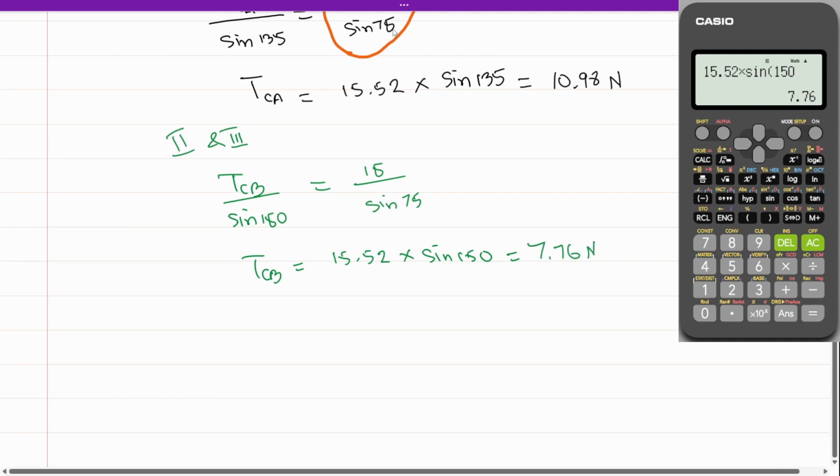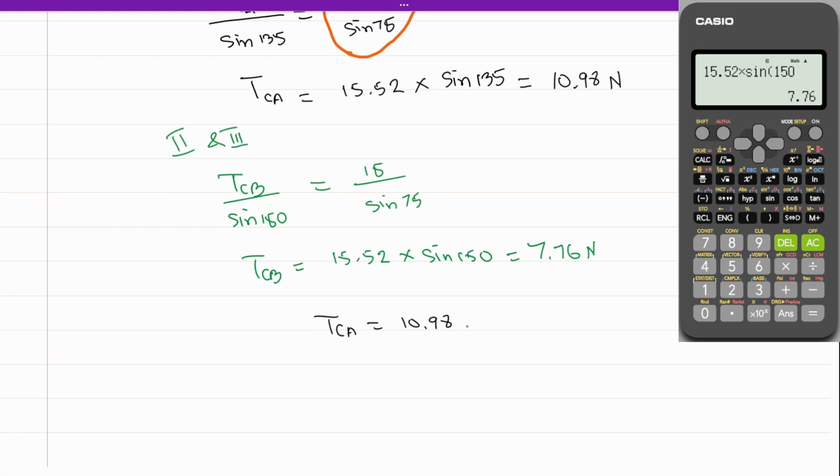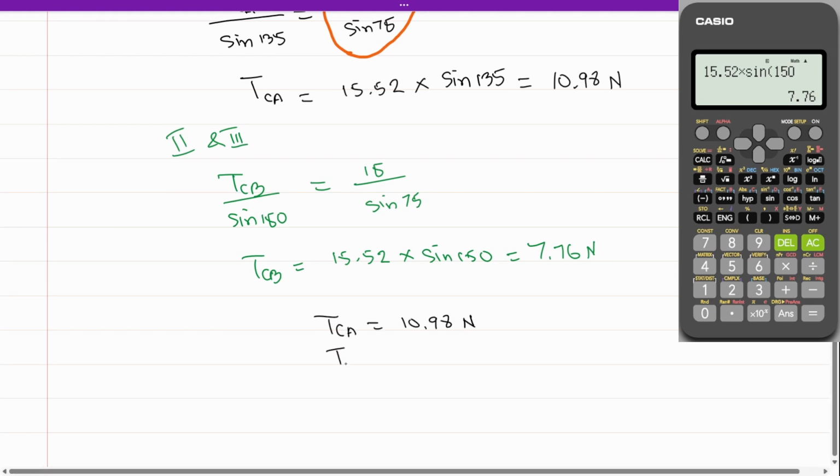So the final answer: TCA is 10.98 Newton and TCB is 7.76 Newton.